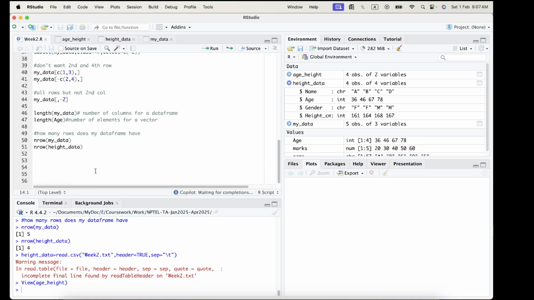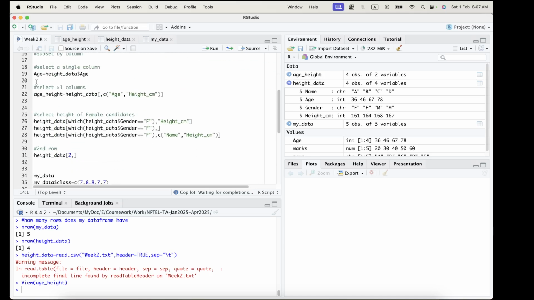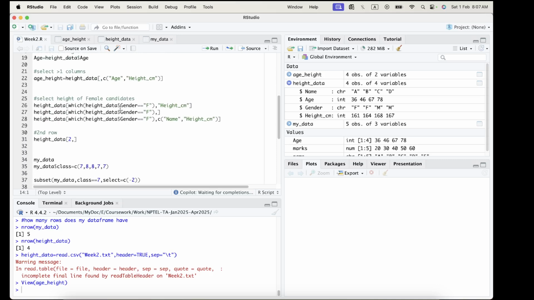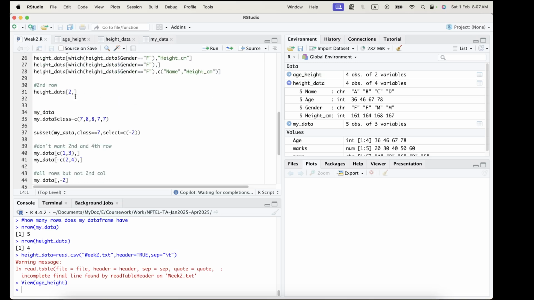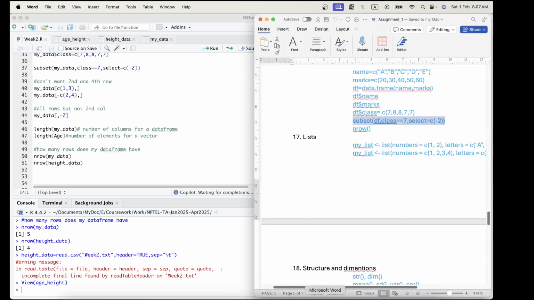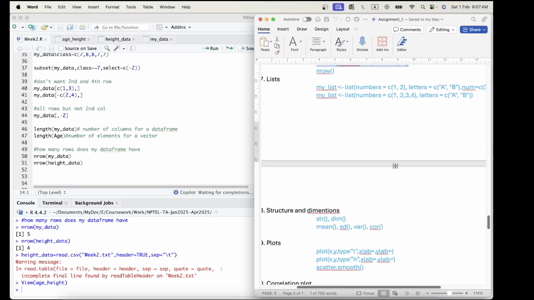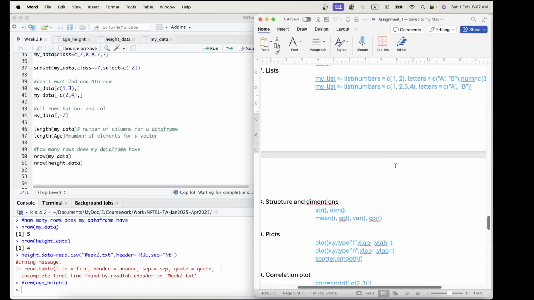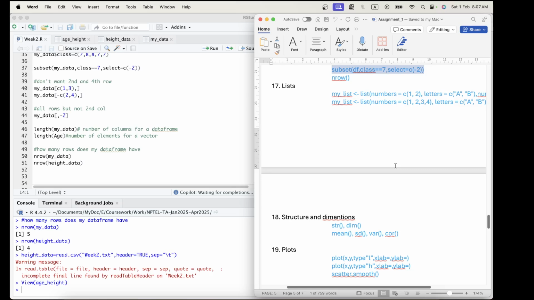Fine. So next we learnt about how to subset single columns, more than one column, and then select subset rows and columns simultaneously, and then a little bit about how to determine the number of columns and number of rows present in my data frame. Okay, I'll next move on to another type of data structure, which is called a list.